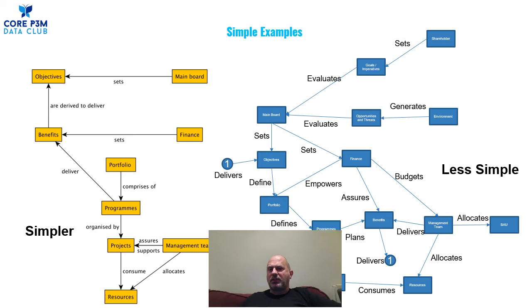There are a couple of examples here of accountability maps that we can find on the internet that other people have used. The one on the left is quite simple, which outlines a simple relationship between main board and its objectives, how benefits emerge from programs, how projects and programs work together, and work with management teams and resources. A simple set of relationships there with a connecting line and an explanation on the line describing the nature of the relationship.